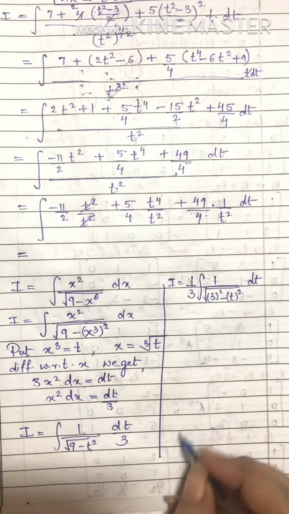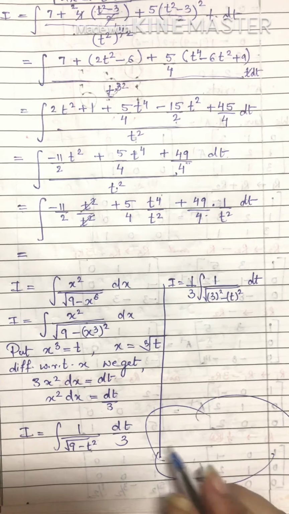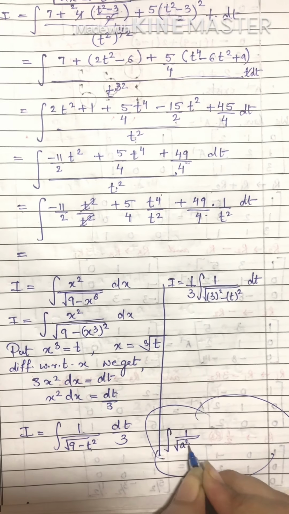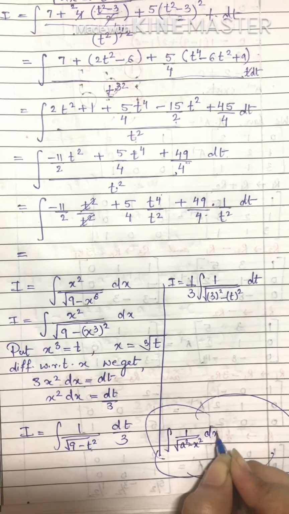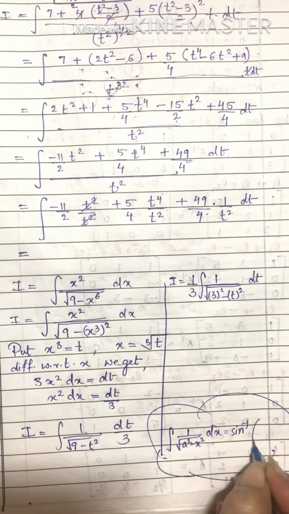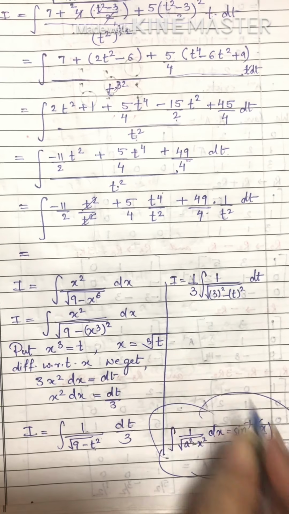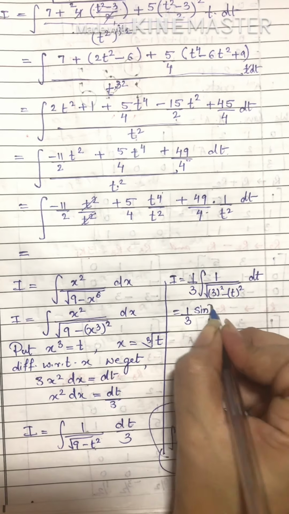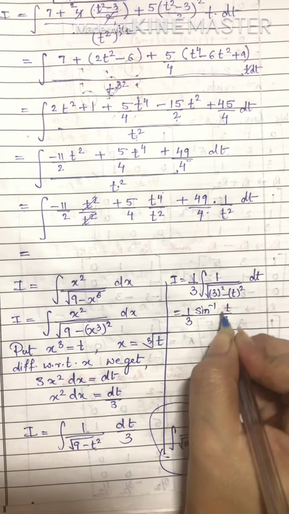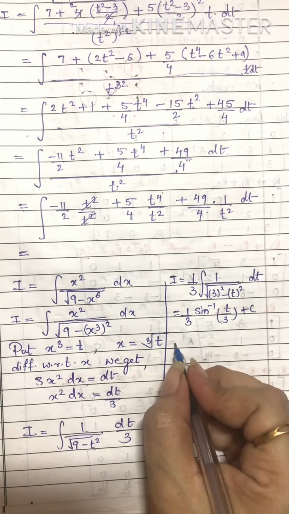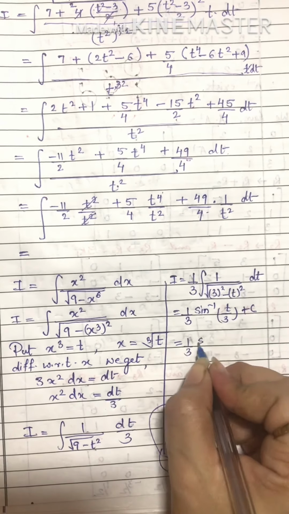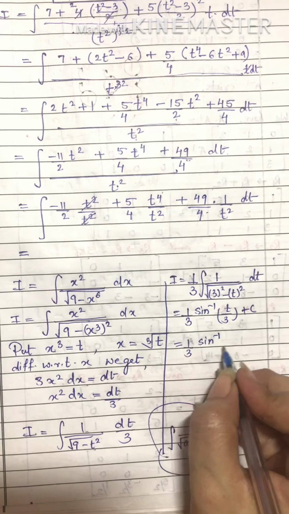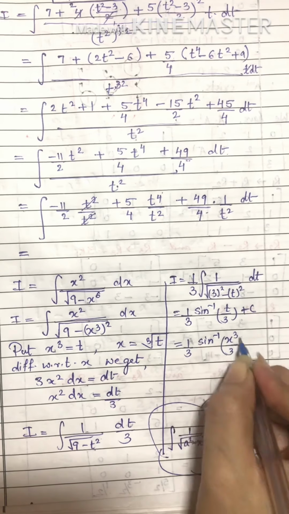See here, this is the direct result of integration 1 upon root a square minus x square dx. This is given by sine inverse x upon a. So we'll use it here. We get 1 upon 3 sine inverse t upon 3 plus c. Just resubstitute the value you have taken for t and the sum is done. We took t as x cube. So we get (1/3) sine inverse of x cube upon 3 plus c.